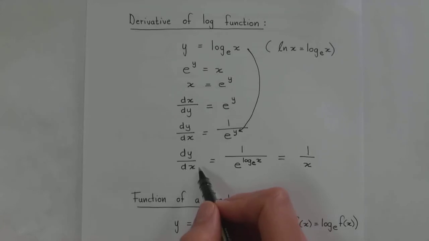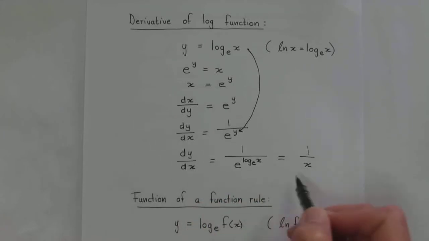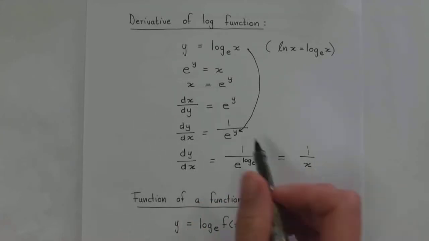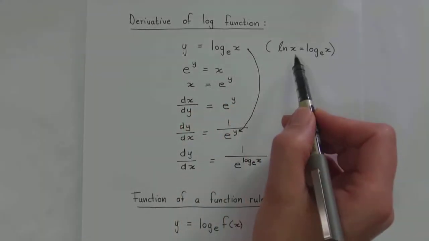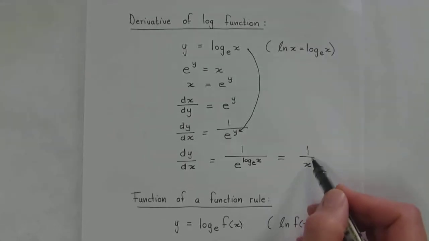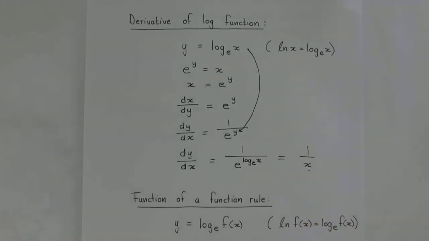So that actually means then that dy over dx is 1 over x. So we are saying the derivative of the log with base e, in other words, the derivative of ln x, is 1 over x. And I'm going to show that to you over here on your formula sheet.